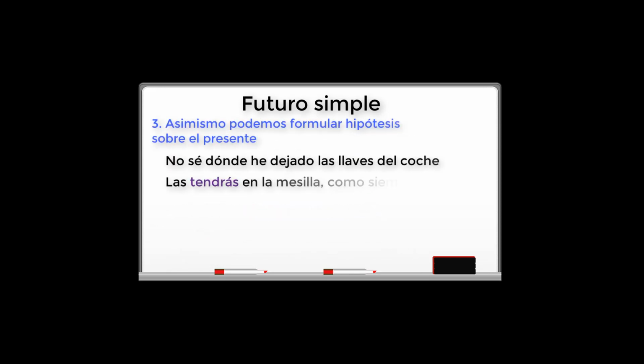In the same way, we can also formulate hypotheses about the present. So when we have sentences like this. No sé dónde he dejado las llaves del coche. I don't know where I left my car keys. Las tendrás en la mesilla, como siempre. They will be on the table, as always. So we are talking about keys in the present. They are now on the table. And we are using the future to express it.